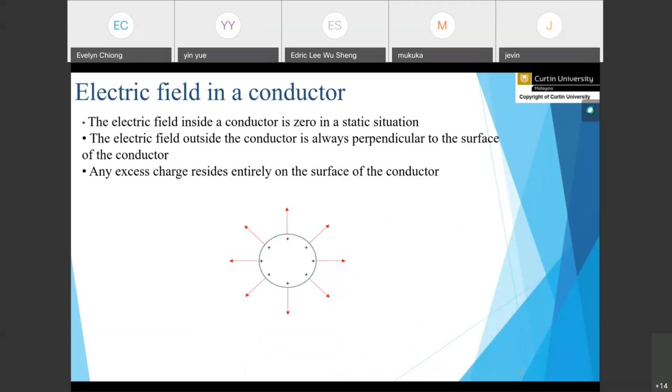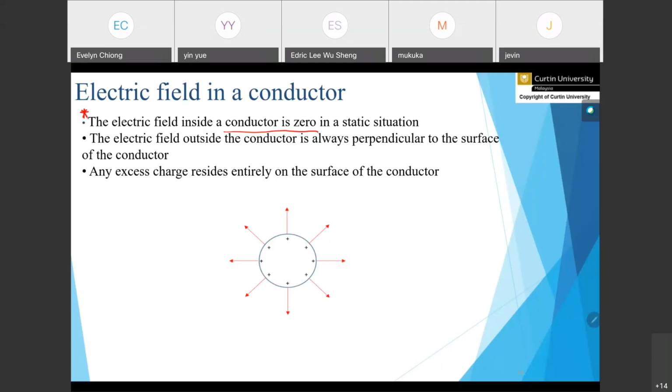Another very important one is to introduce you to conductor. Conductor is the material that can let electricity go, right? So the electric field inside a conductor is actually 0. Remember this, yeah? Electric field inside a conductor is 0 in a static situation. Outside the conductor, you will still have the electric field, and it is always perpendicular to the surface of the conductor.